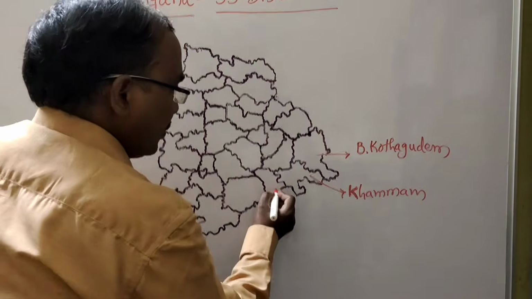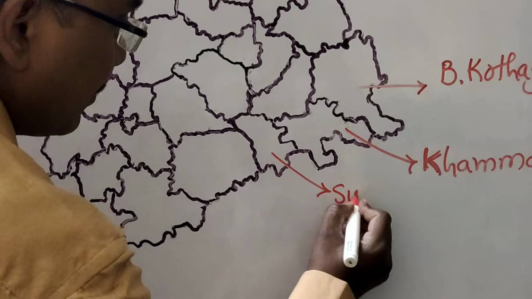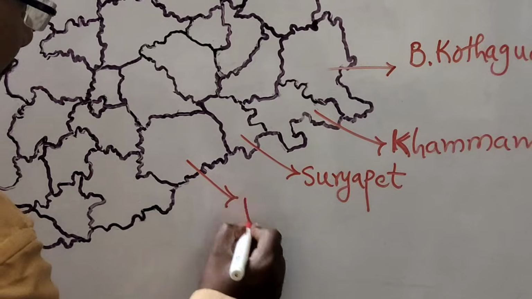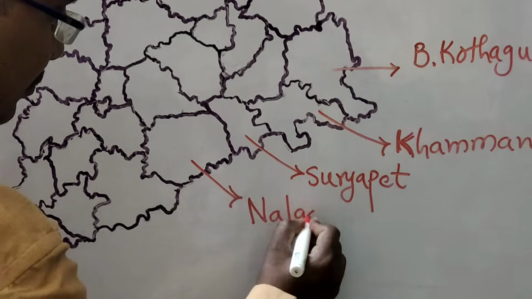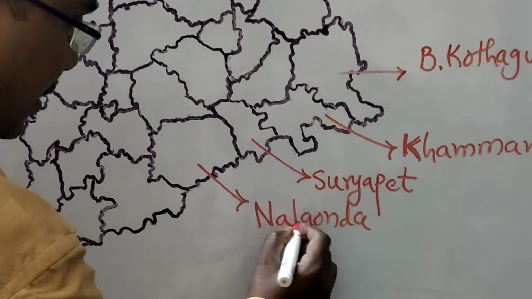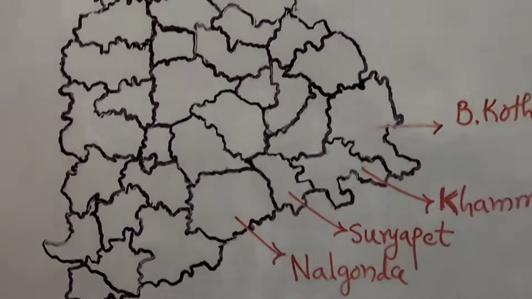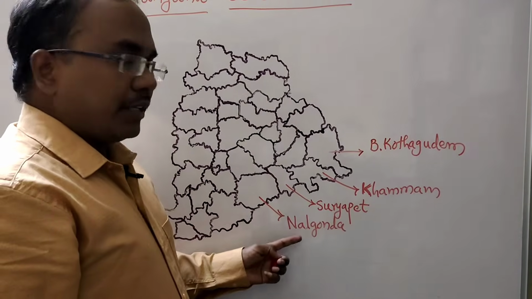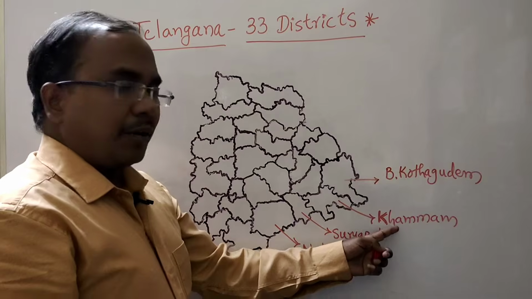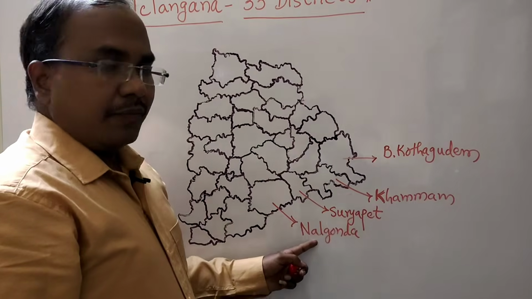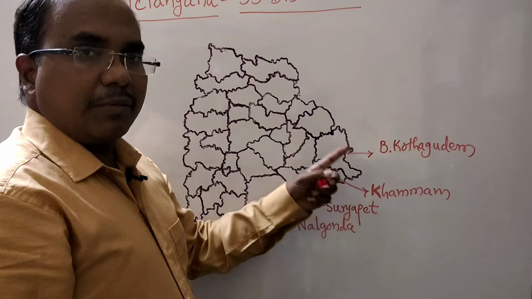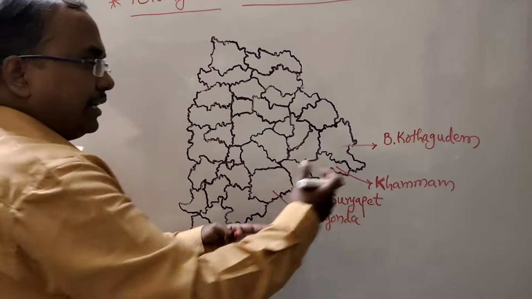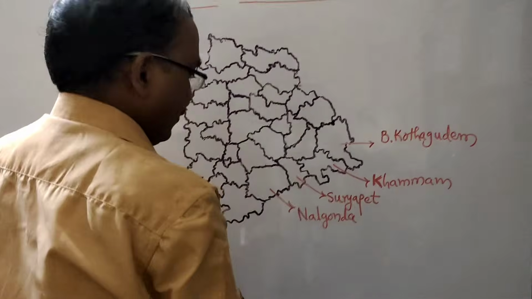Next two will come: Suryapet, then Nalgonda. These are the next two districts: Bhadradri Kottagudem, Khammam, Suryapeta, Nalgonda. If you learn in pairs, it will be easy for us to remember the names. After learning these four names, we will go for the next set of four.